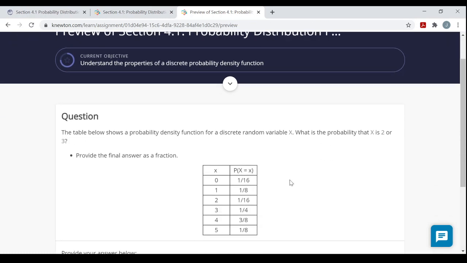So now, careful here. Look at this. The table shows a probability density function for a discrete random variable x. What is the probability that x is 2 or 3? Remember, when you have the probability of event A or event B, that'll involve addition. That OR rule, that addition rule, you learned in chapter 3.